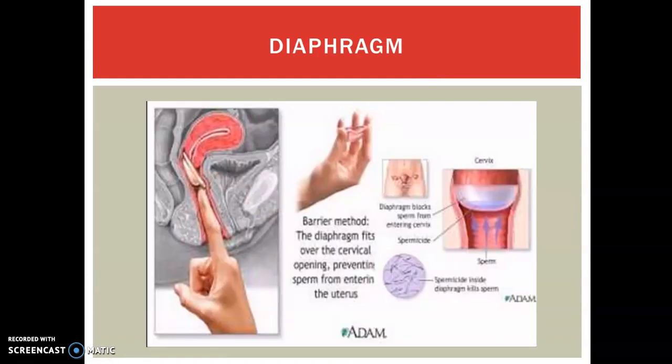Then the diaphragm, which is also a barrier method. The diaphragm is a rubber or plastic cup that is fitted onto the cervix of the uterus. It is inserted into the vagina, and here is the cervix of the uterus, and this is the uterus. The diaphragm is fitted on top of the cervix, so the entry of sperm into the uterus is prevented. Sometimes the diaphragm also contains certain spermicidal substances which can kill the sperm deposited in the vagina.